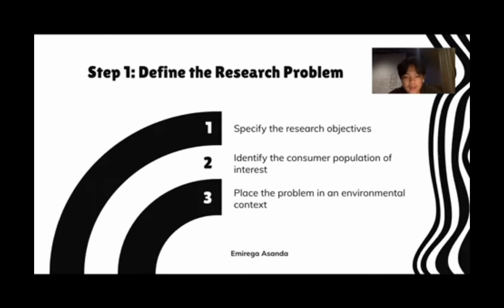Second is to identify the consumer population of interest. For example, what are the characteristics of the consumer group of interest? And the third is to place the problem in an environmental context. For example, what factors in the firm's internal and external business environment might influence the situation.